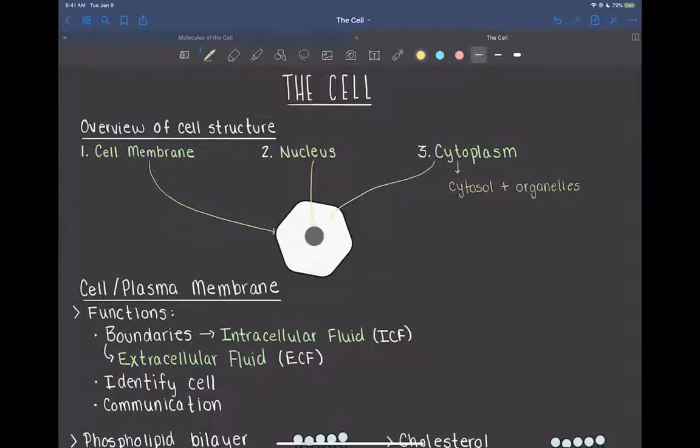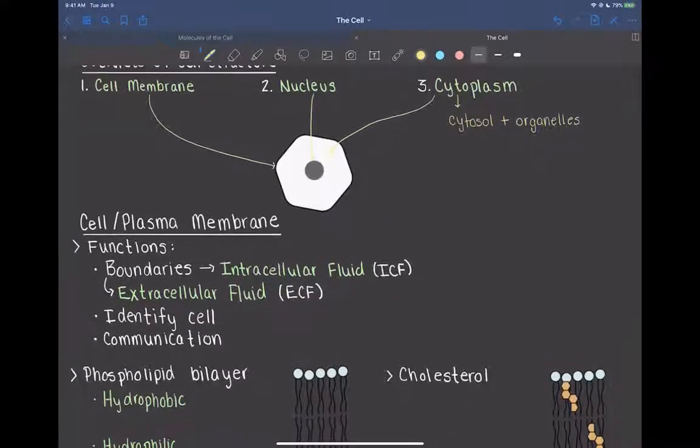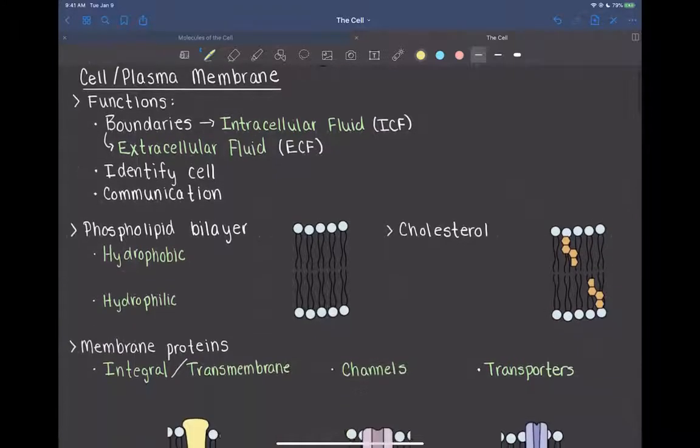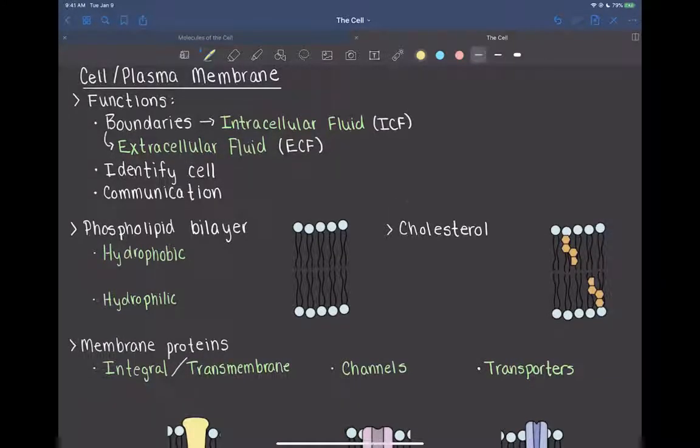All right, so now let's talk about the cell membrane and its structure. We said last time the cell membrane is made up of phospholipids. Its function is to provide a boundary between the outside and the inside of the cell. So intracellular fluid would be on the inside of the cell, and extracellular fluid would be on the outside of the cell.